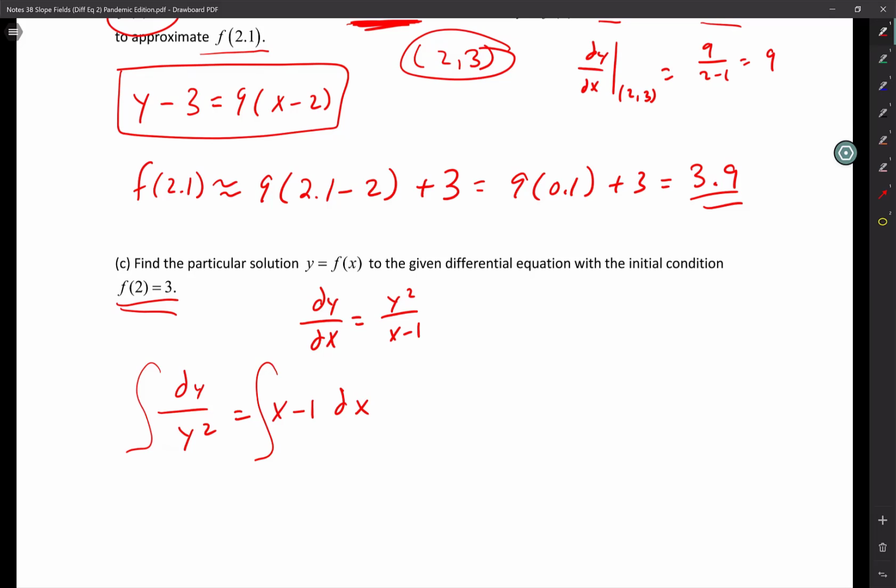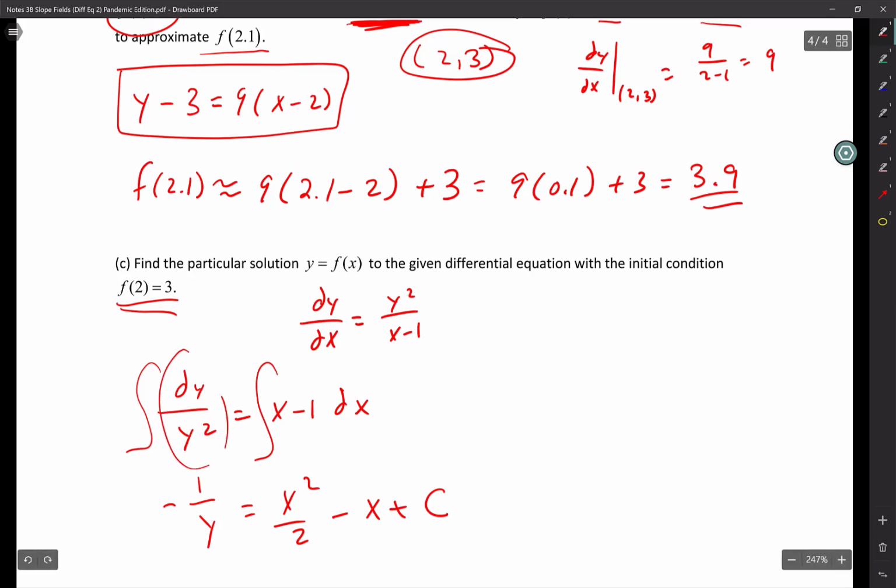dy over y squared, we're going to integrate. So here we go. Hopefully you don't need much help with that. That is going to be negative 1 over y equals x squared over 2 minus x plus c. In case you don't know what I did, this is the same thing as y to the negative 2 dy. So add 1, divide by that power.